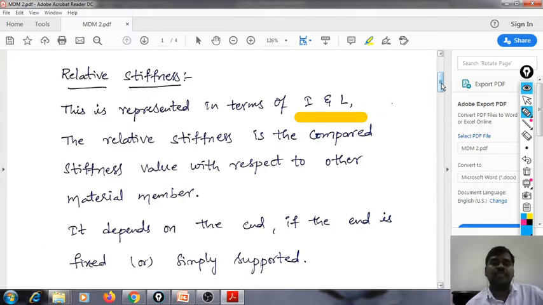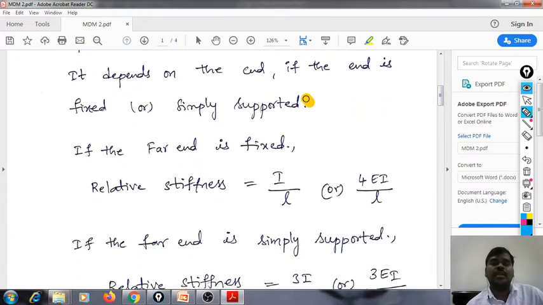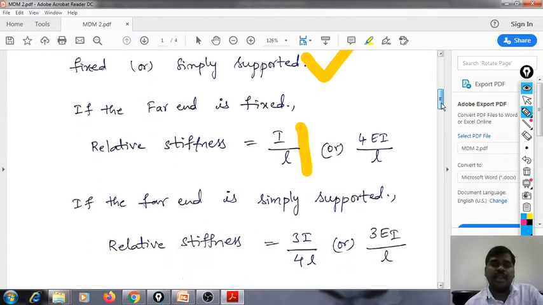The relative stiffness is the compared stiffness value with respect to other members. So compared stiffness value is nothing but a relation with the other end or other material. It depends on the end, whether the end is fixed or simply supported. This is important. If the far end is fixed, we have relative stiffness as I by L. Or if the far end is simply supported, we have the relative stiffness as 3I by 4L.